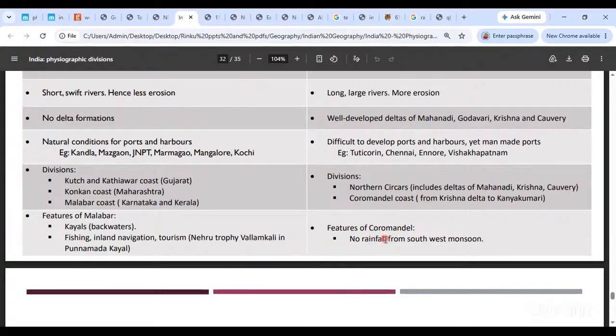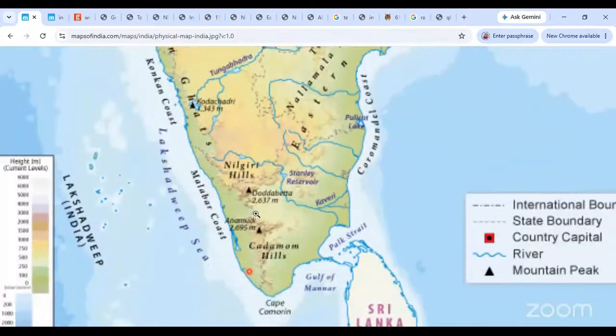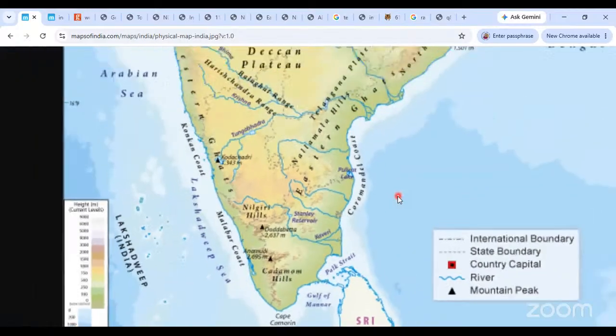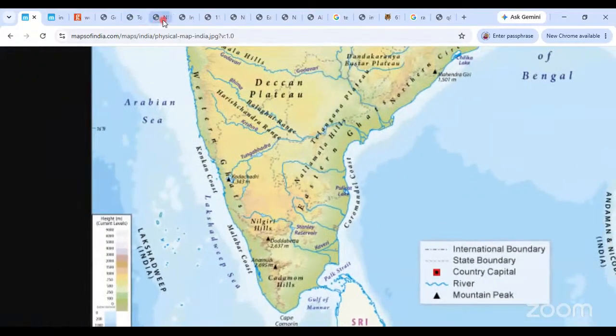And the features of the Coromandel coast: it does not get rainfall from the southwest monsoon because you're looking at this part of the world, right? This section. Clearly, it is in the rain shadow region of the Western Ghats, so it will not receive rains from the Arabian Sea branch, and the Bay of Bengal branch is going to be parallel to it. So it does not get rain from the southwest monsoon. Where does it get its rainfall from? The northeast monsoon, the one that blows over the Bay of Bengal and then comes to India. It will get its rainfall from the northeast monsoon. Okay, that's done too.